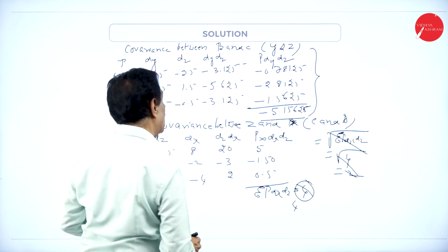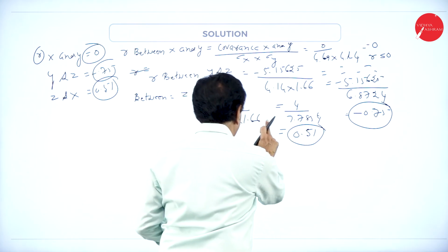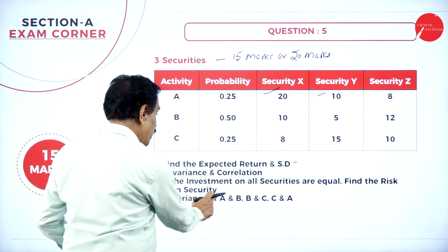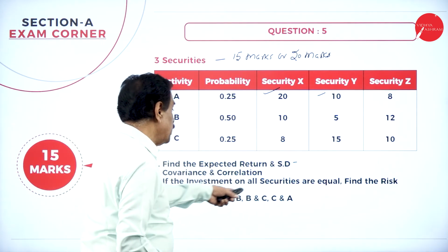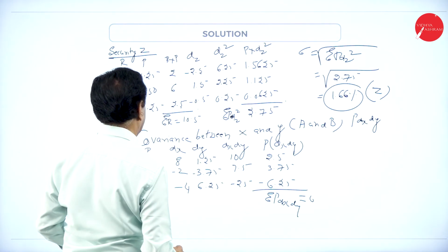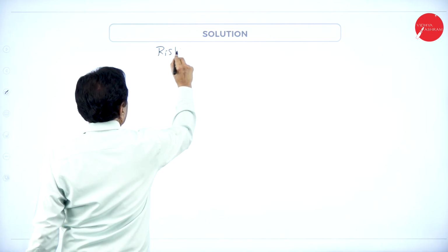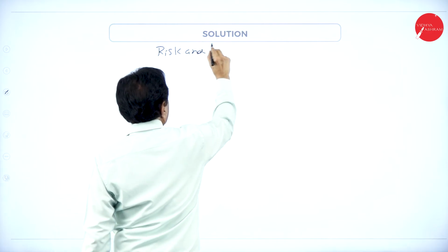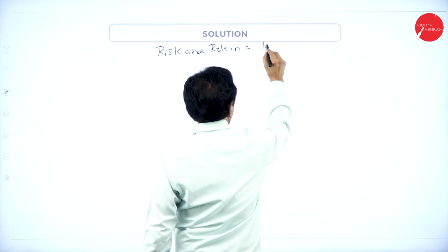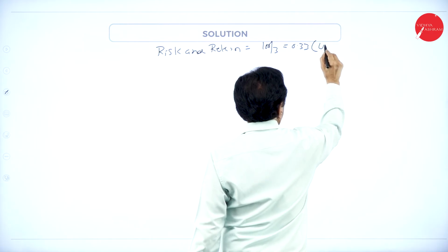Okay. Then we calculate the standard deviation. So this is the covariance divided by standard deviation Z. So now we'll go with the question, which goes like this: covariance A and B. If the investment in all the securities is equal, find the risk and return. Last one. So all the three, 100 divided by 3 means 0.33 is the weightage. Weights.